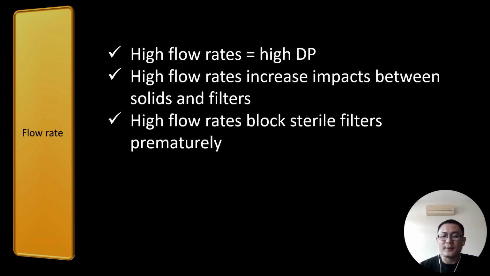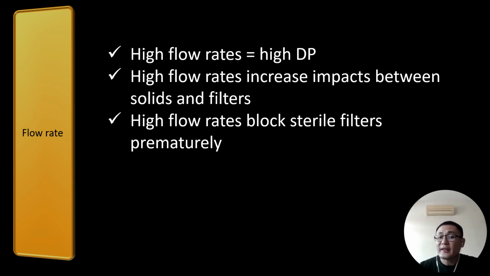This point is important in the filtration process as it can prematurely block the sterile filter, hence affecting the efficiency and effectiveness of the sterile filter. It is better to run a large filter at a lower flow rate than forcing the product through an undersized filter to achieve a high flow rate. We should follow the manufacturer recommended flow rate of the filter.